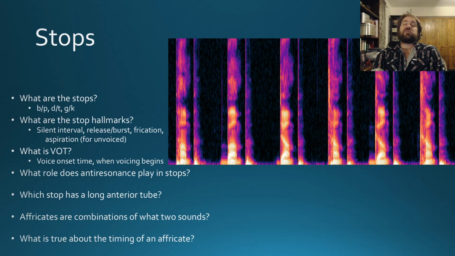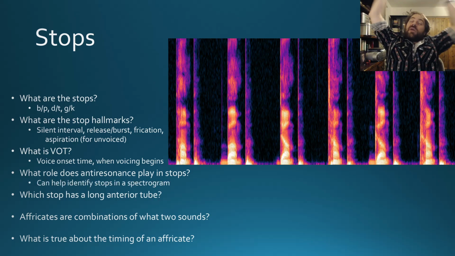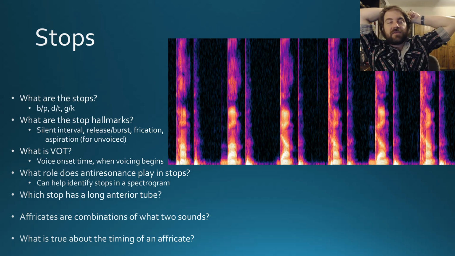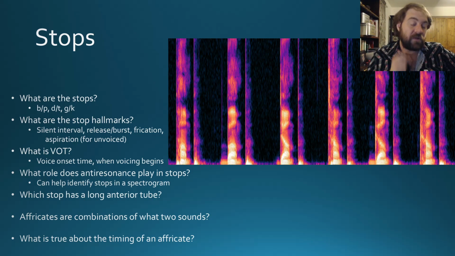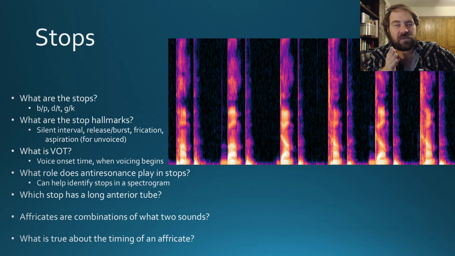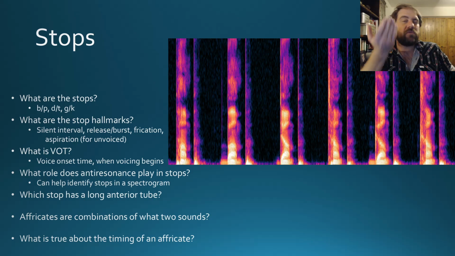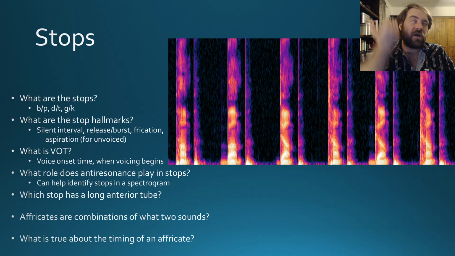What role does anti-resonance play in stops? Well, it exists here too. It can help identify the stops, and essentially it's the same kind of thing. It's related to the size of the back tube. So T is going to have lower frequency anti-resonance than G, because I'm moving the tube back. I'm shortening the tube. Shorter tube, higher frequency.